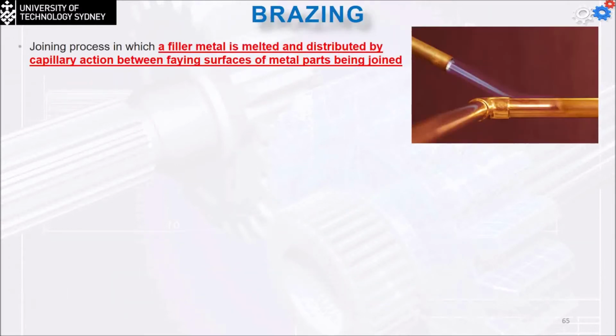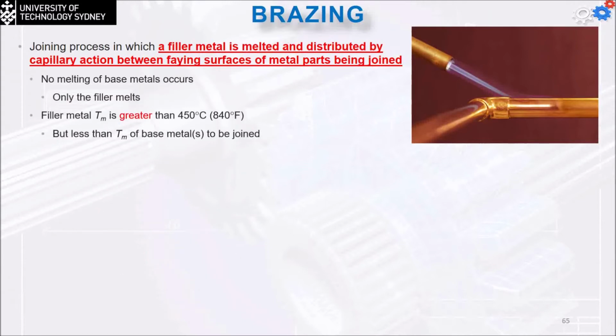The melting temperature of the filler metal is going to be greater than 450 degrees, but it's going to be less than the melting temperature of the base metal to be joined. For example, I'm going to use a filler material which melts at 650 degrees to join copper, for example, which has a melting temperature of 750 degrees. So the base is not going to be melted, but the filler is going to get melted. Once again, just remember that the melting temperature of the filler is greater than 450 degrees in brazing.